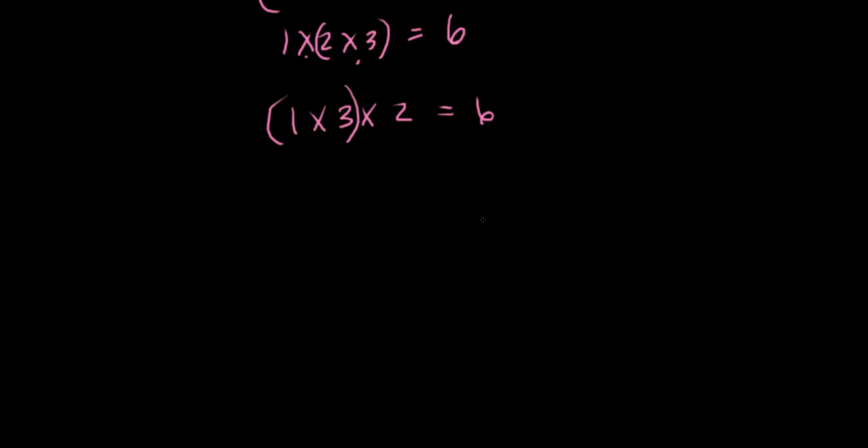And if you don't believe me, because I have this 1 here, you might be like, well, of course it's like that because there's 1. Let's try something else. Let's do 2, 3, and 4. So what if I had 2 times 3 times 4? And I group the 2 and the 3 first, and then multiply by 4. That's 2 times 3 is 6 times 4 is 24.